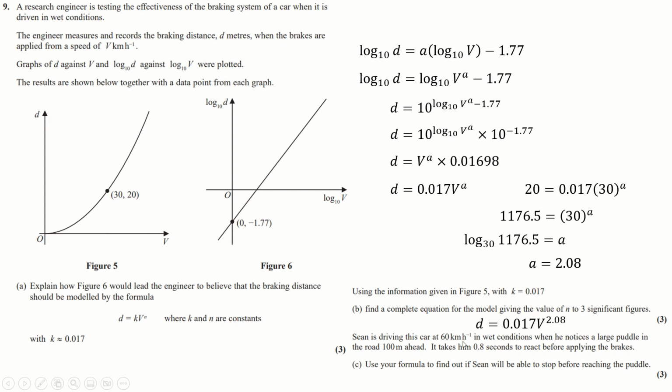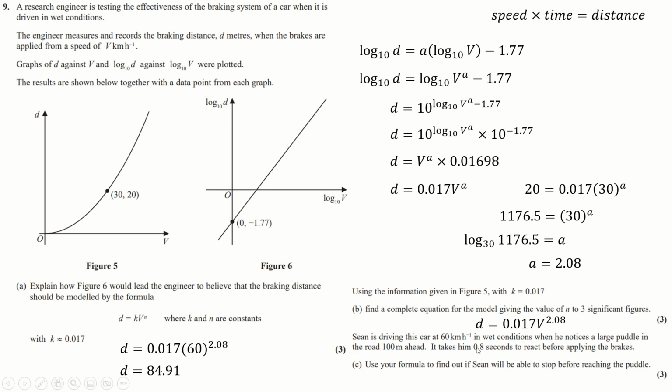Sean is driving at 60 miles an hour and notices something 100 meters ahead. It takes him that long to react before applying the brakes. So he's traveling at 60, which is v. So the distance it will take him to stop is just putting v as 60 into there. So we'll do that. However, there's more to do here because it takes him this long before he applies the brakes. So what we need to figure out is how far he travels in this small time window. Now, speed is distance over time, so speed times time is distance. We have a speed here, we have a time here, except the units are all wrong.